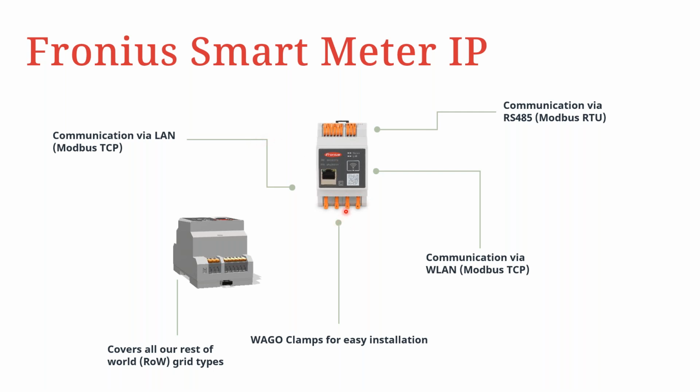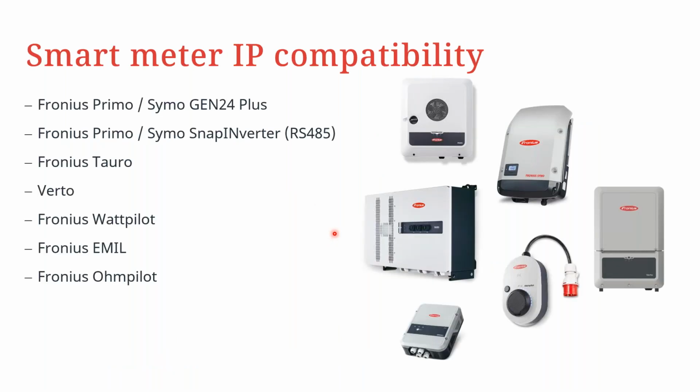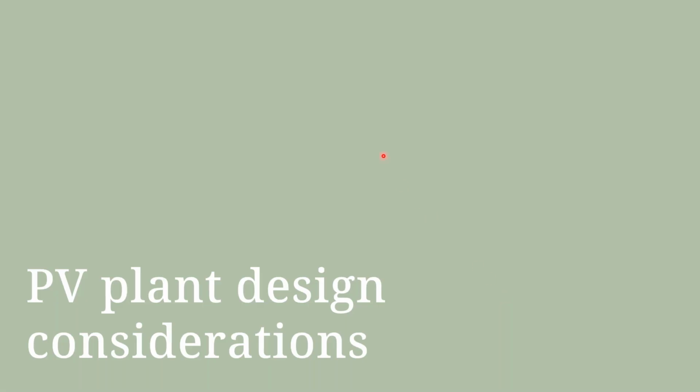So in this case, you do not need to screw the cables to the smart meter. You can use very easy to integrate, easy to secure Wago clamps, and that also realizes a very fast connection. In terms of compatibility, the Smart Meter IP is compatible with all the commercial Fronius systems, the Tauro, the Verto, as well as the SIMO Advanced, including also sector coupling components such as the Ohmpilot as well as the Wattpilot.